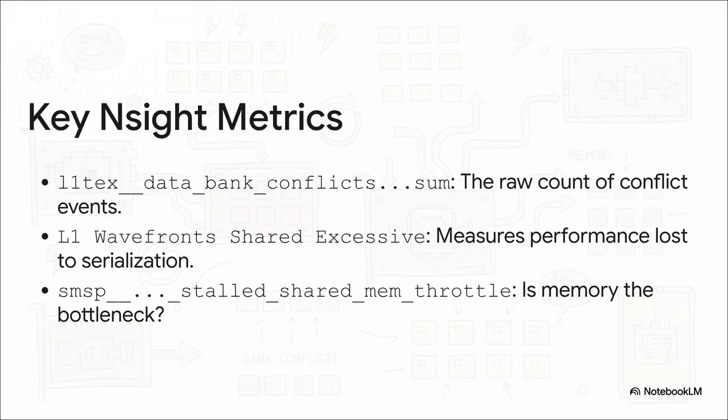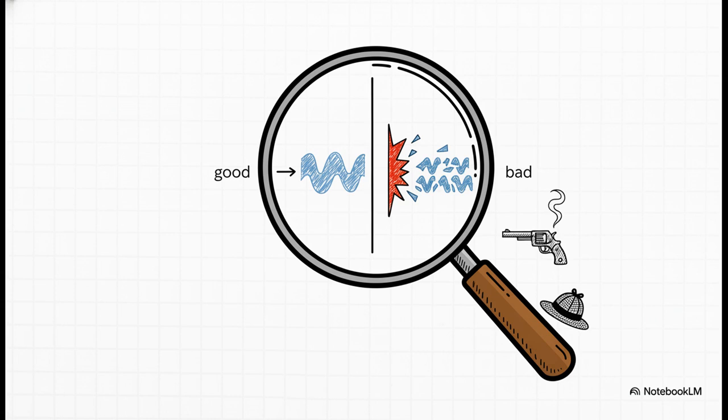But the real star of the show is the excessive wavefronts counter. Yeah, you really want to zoom in on L1 wavefronts shared excessive. Okay, think of a wavefront as one big unified request that the warp sends to the memory system. In a perfect, conflict-free world, one instruction equals one wavefront. Simple. But when you have conflicts, the hardware has to chop that single request up into multiple smaller ones. So a high number for this metric is the smoking gun. It is telling you exactly how many extra serialized trips to memory you had to make, and it's a direct measurement of the performance you're leaving on the table.